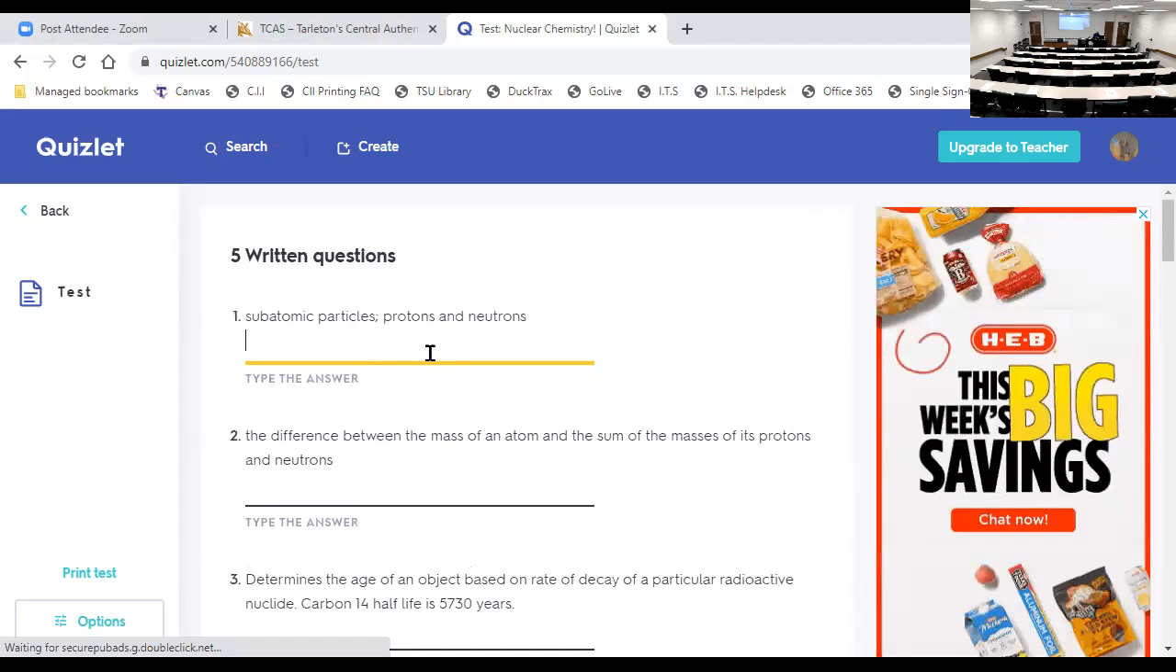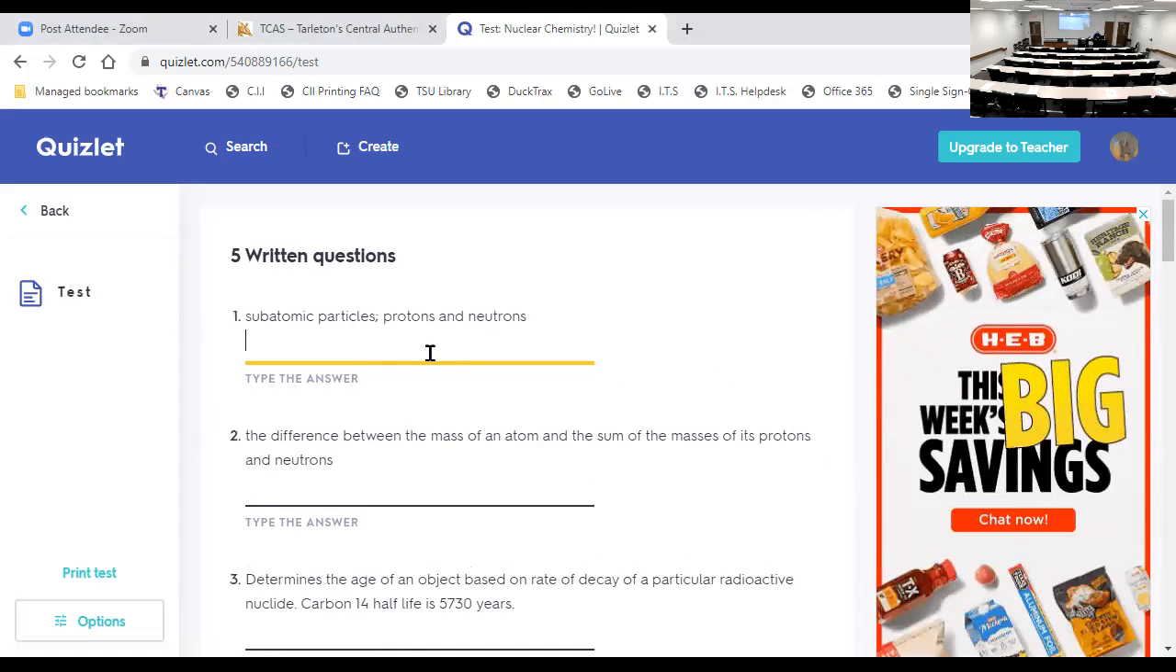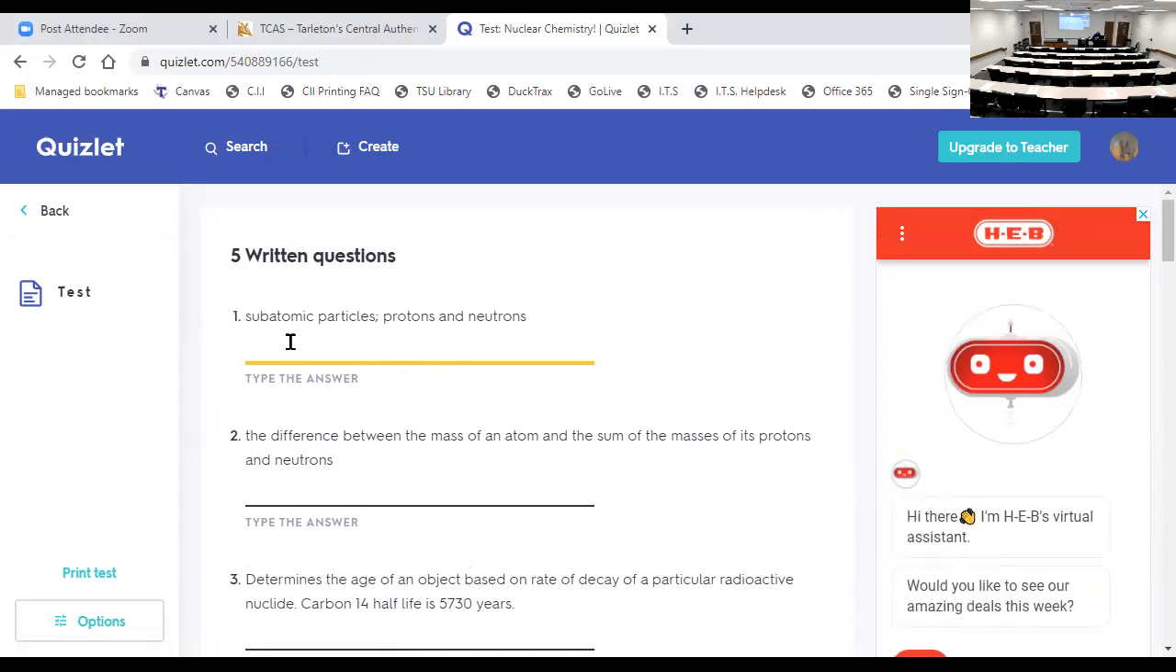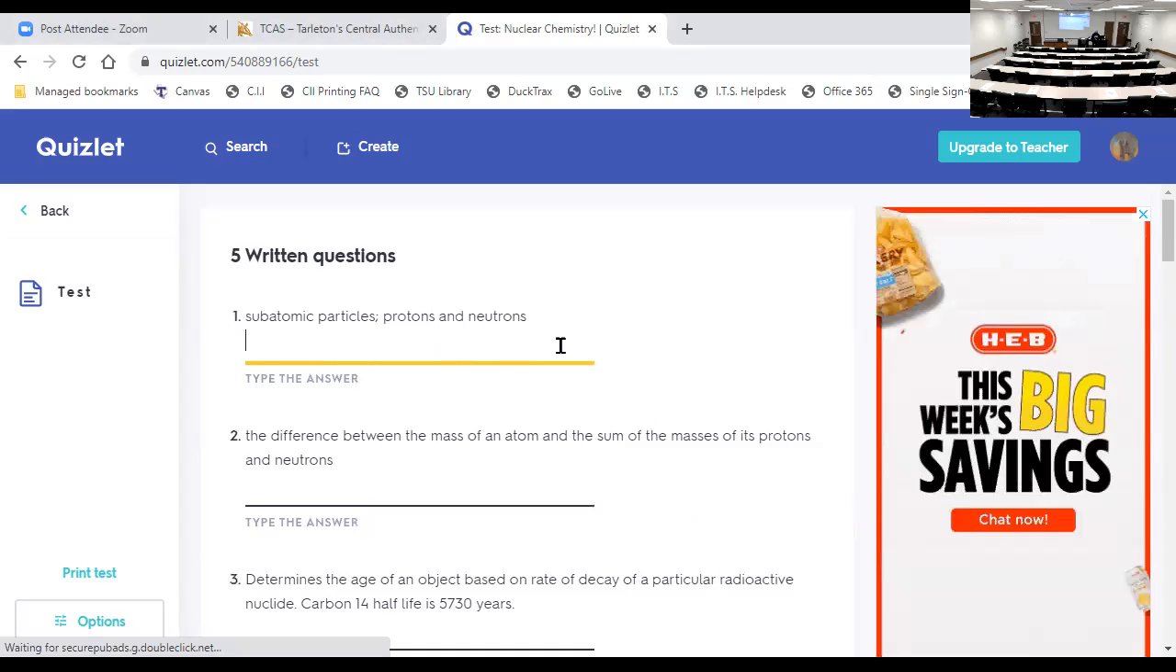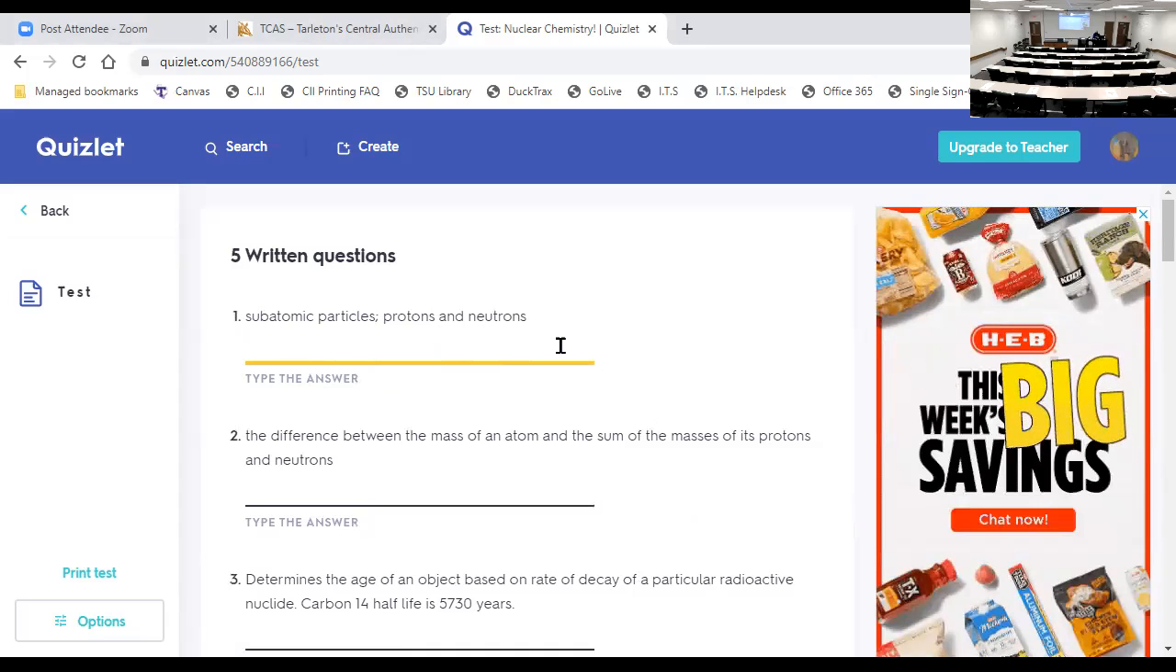So the first question is subatomic particles, protons, and neutrons. Y'all remember the term that follows this definition? It's the very first thing she covered in the class today. I'll take that as a no.